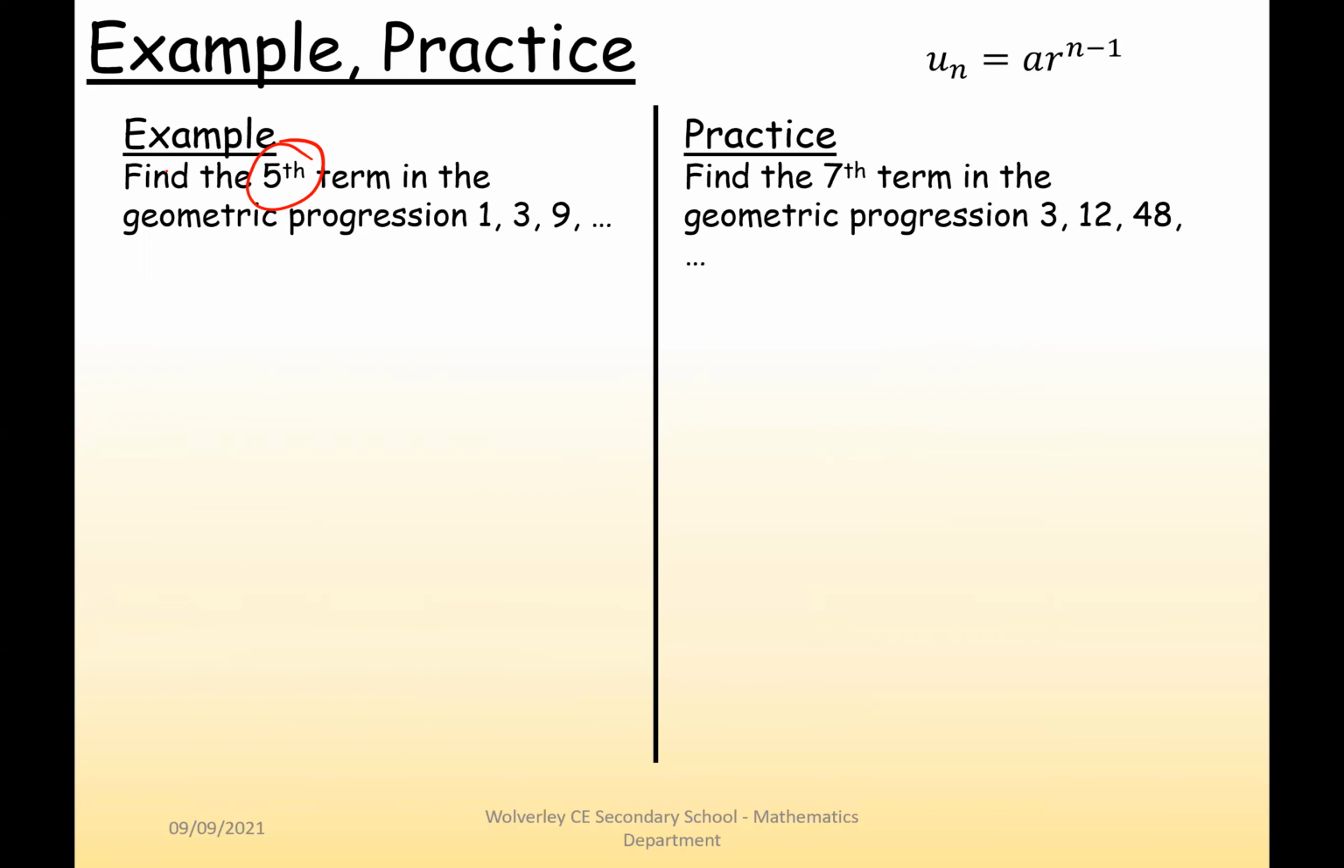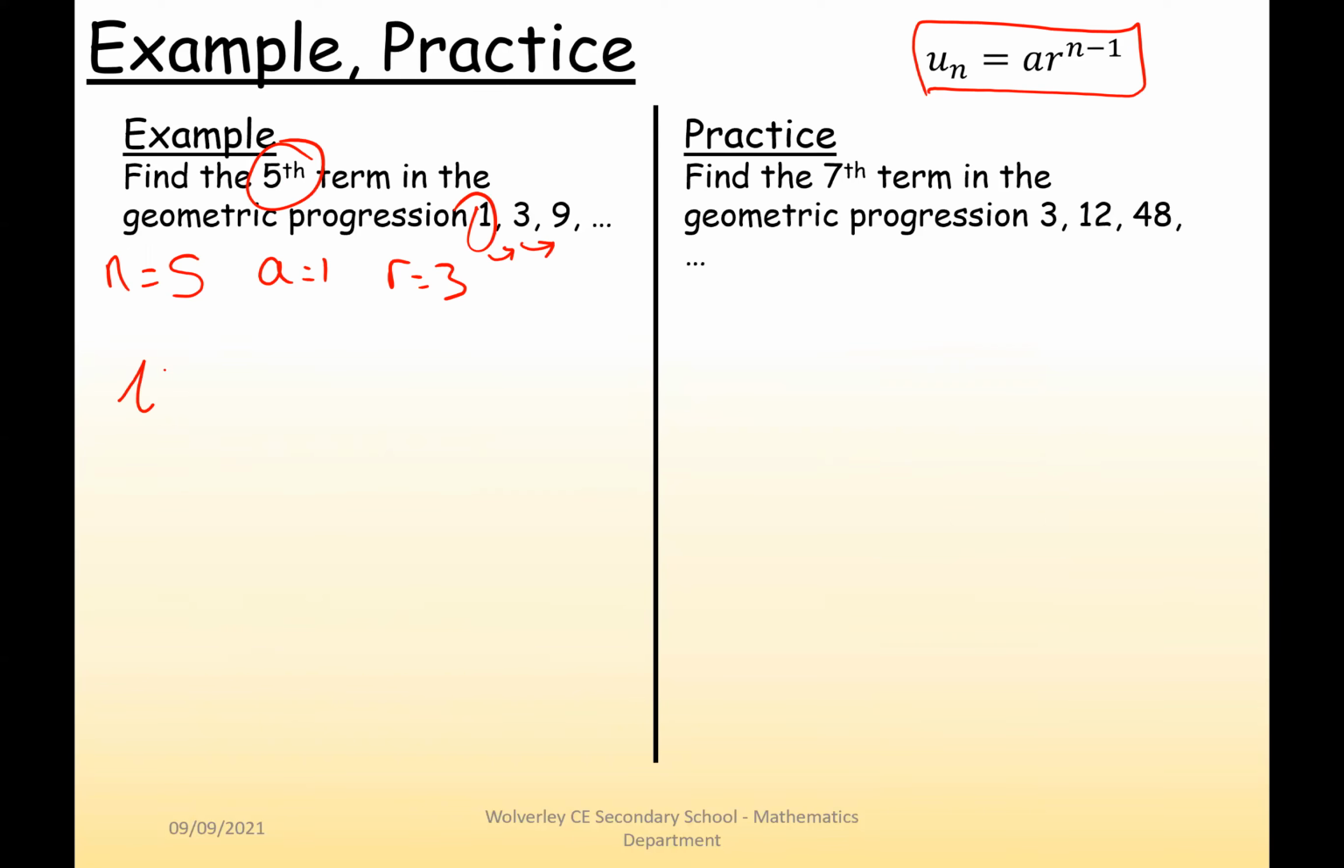So, 5th term, n is 5. Let's write down everything we know. We've got a geometric progression here, with that sequence. So 1, that's the 1st term, so a is 1. And if we have a look at what we're doing every time, we're multiplying by 3. So r is 3. We now have everything we need to use this formula.